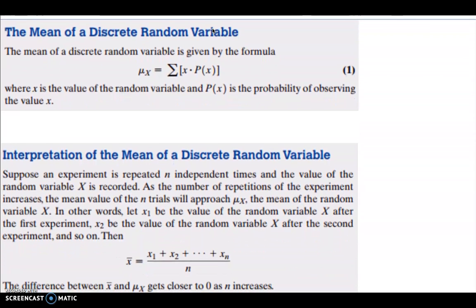Okay, now if we have a discrete random variable, then we can find the mean of the discrete random variable. And the mean of the discrete random variable is found using the formula. So the mean, mu of x, is the sum of the x value times its probability. So you add up every product. So if 1 has a probability of 0.2 and 2 has a probability of 0.3, whatever, you take 1 times 0.2 plus 2 times 0.3, and you would just sum all those up. Okay. Again, where x is the value of the random variable and P of x is the probability of observing that.